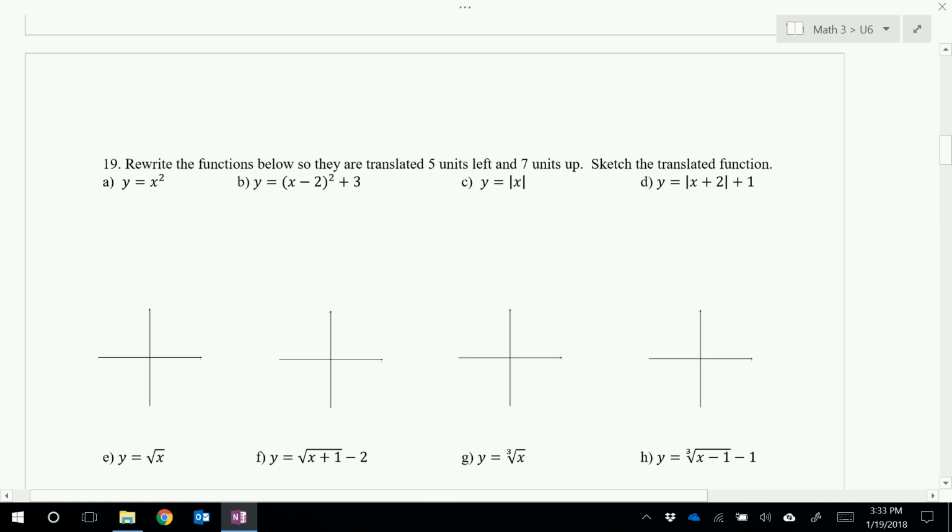We're to rewrite the functions below so they are translated 5 units left and 7 units up, and then sketch the translated function.